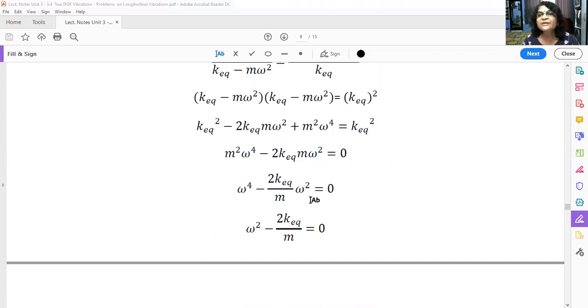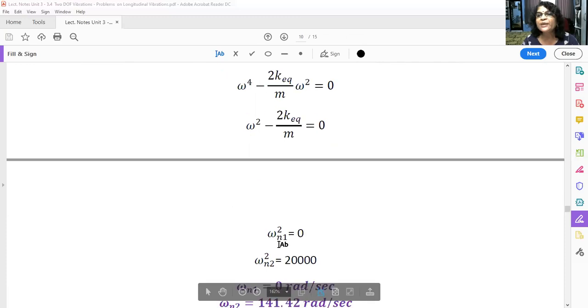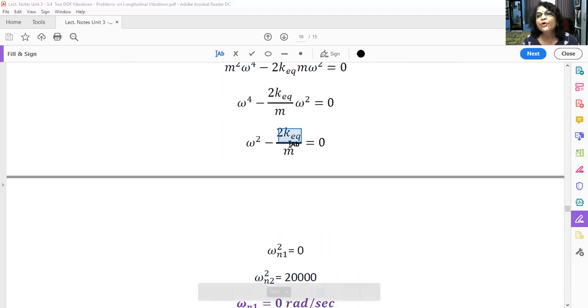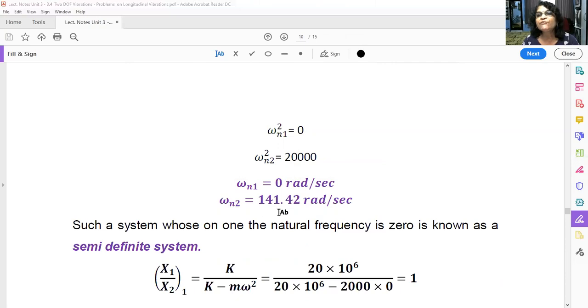Okay. So that means what? If you take omega square common, what is remaining? Omega square into bracket omega square minus 2 Ke upon m. So that means one value of omega n1 is 0. And for the second value, omega n2 square, you take it on this side, that will become square root of 2 Ke upon m. Okay, so putting the value of Ke and m, you will get omega n2 is equal to 141.42 radian per second, and omega n1 is equal to 0.